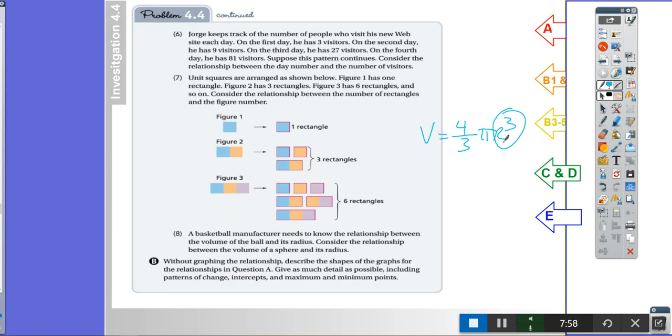Well, quadratic has squared, linear has to the first power, exponential has an exponent that is a variable, inverse has x times y, or a value k divided by your x value, your independent variable. I don't know anything that has an r to the third, or anything to the third power. This is called a cubic relationship, or none of the above.